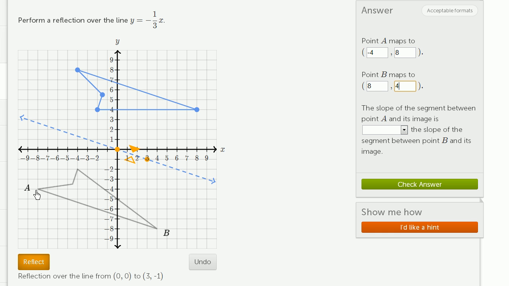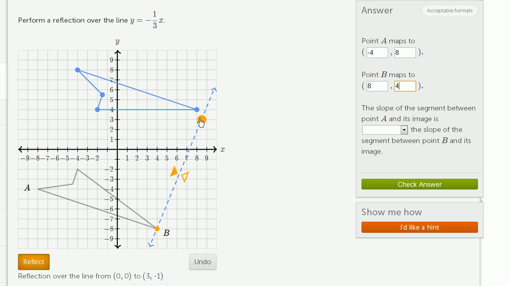So that's this segment between point A and its image. Let me take this reflection tool to just show you that line. So that's this segment right over here. The slope of the segment between point A and its image, that's this slope right over here, is blank the slope of the segment between point B and its image. Well, point B and its image, that line right over here is going to have the same slope.